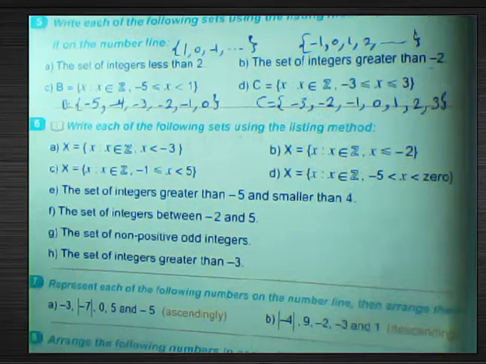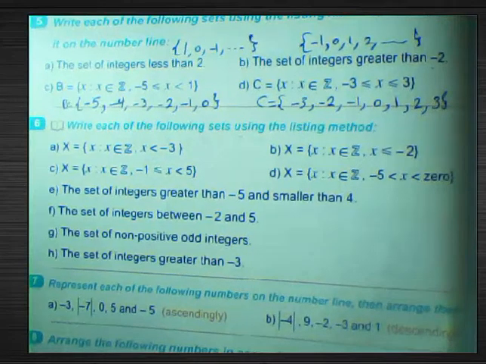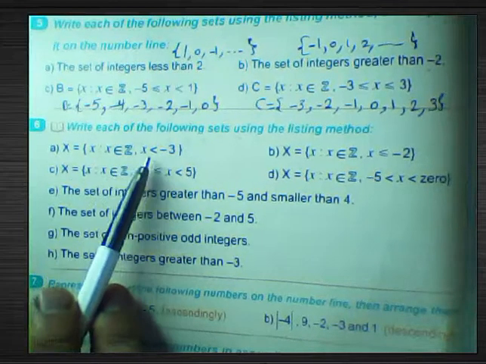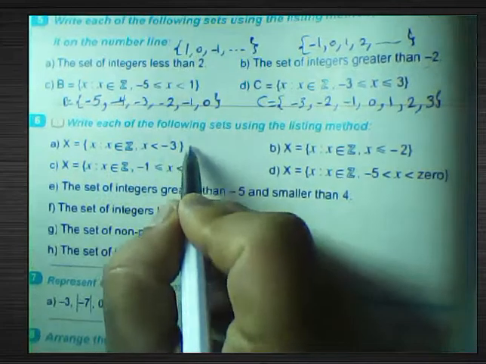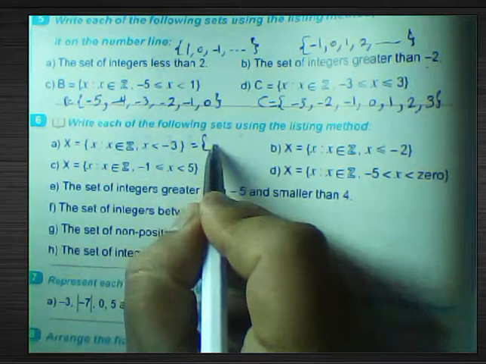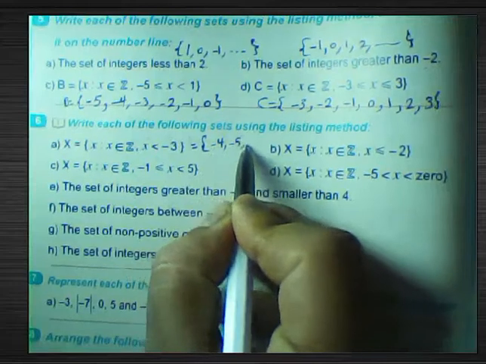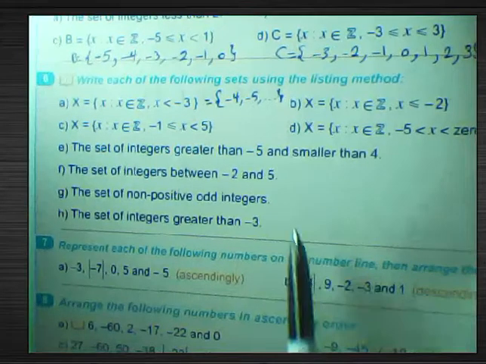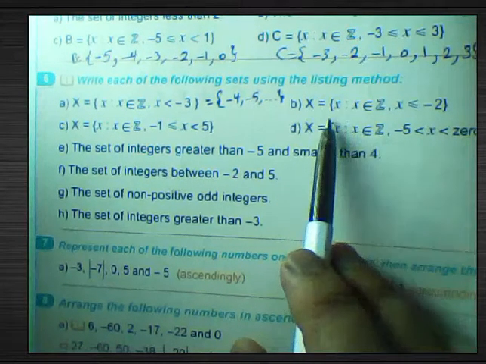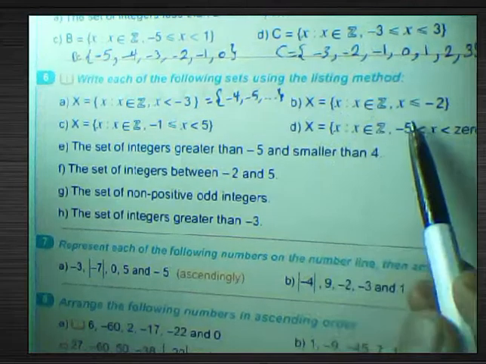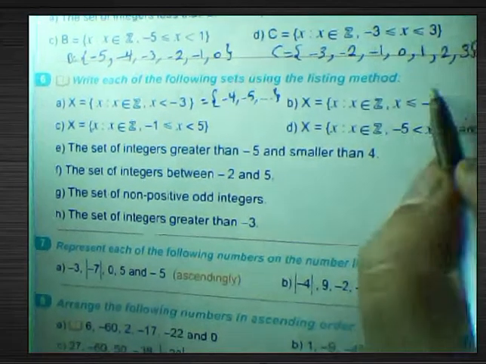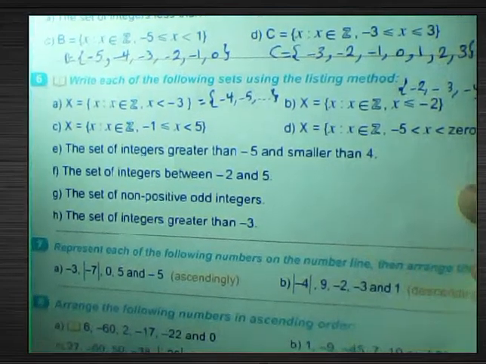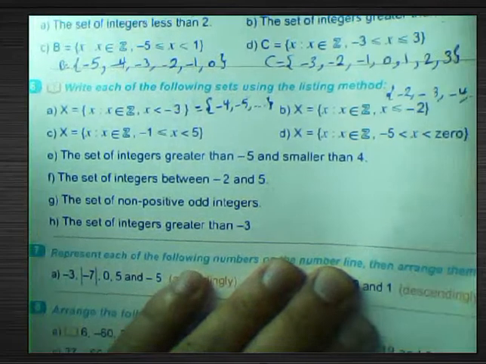Question number 6. Write each of the following sets using the listing method. Question A. X equals the set of x such that x belongs to Z and x is less than negative 3. We can solve it here. X equals negative 4 and negative 5 and so on, because x is less than negative 3. Question B. X equals the set of x such that x belongs to Z, x is less than or equal to negative 2. We can write negative 2 and negative 3 and negative 4 and so on. It will be an infinite set.